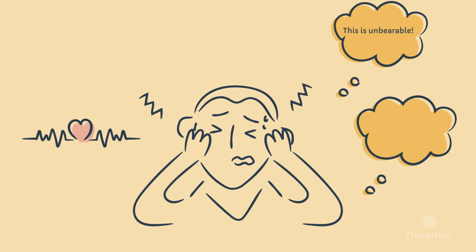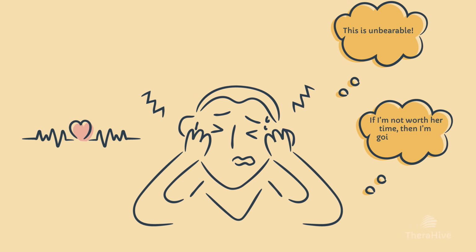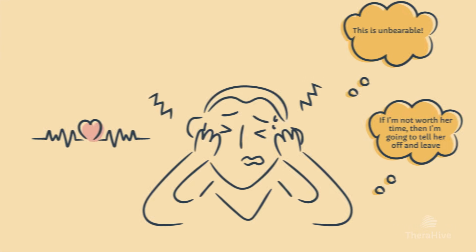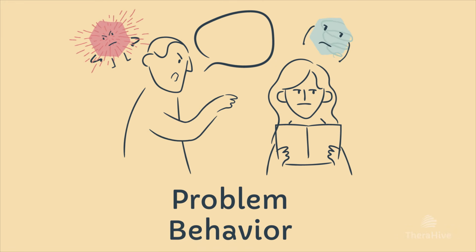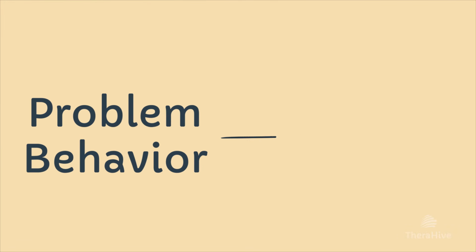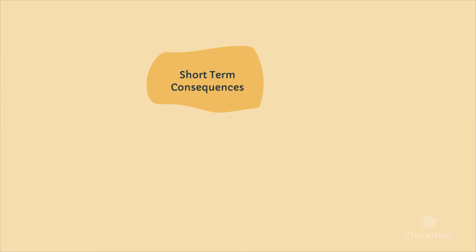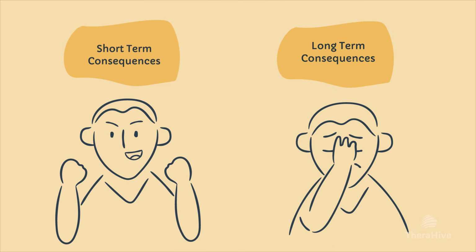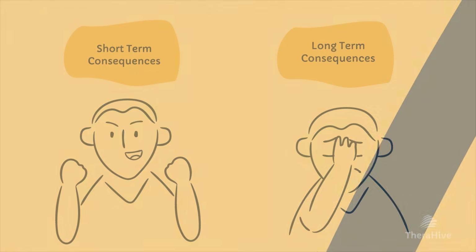Then Alex noticed the thought, "If I'm not worth her time, then I'm going to tell her off and leave," accompanied by feelings of resentment and righteous indignation. And so Alex engages in his problem behavior of screaming at Molly. Alex notices that telling Molly off had the short-term consequence of cueing feelings of strength and empowerment, which felt good to him. It also had the long-term consequences of bringing about feelings of shame and regret.